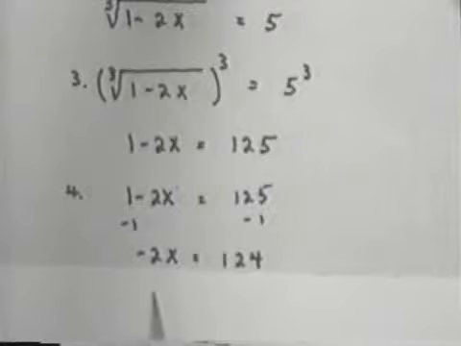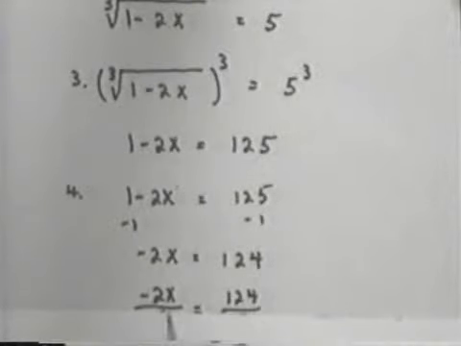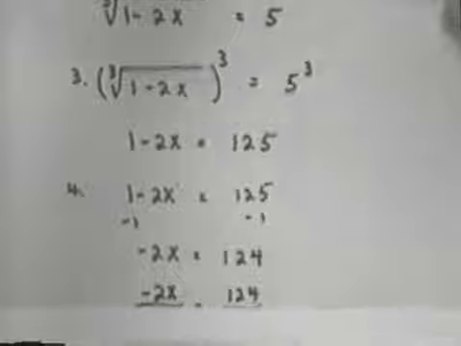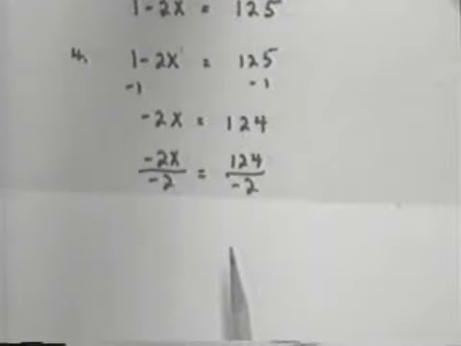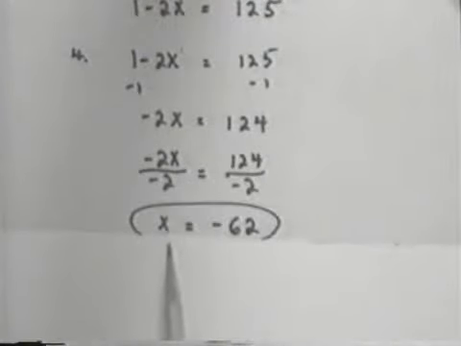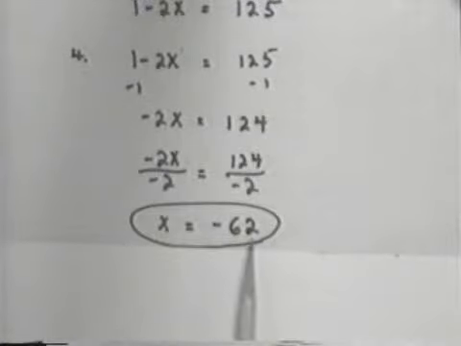So first I need to get rid of the 1. To get rid of a 1, I need a negative 1. So if I add a negative 1 to both sides, I get negative 2x is equal to 124. Now to get x by itself, I divide by negative 2. And if I divide the left by negative 2, I must divide the right by negative 2. So I get x is negative 62.